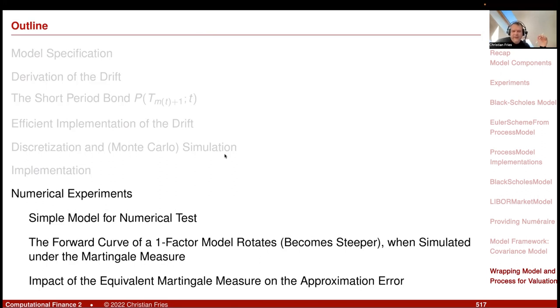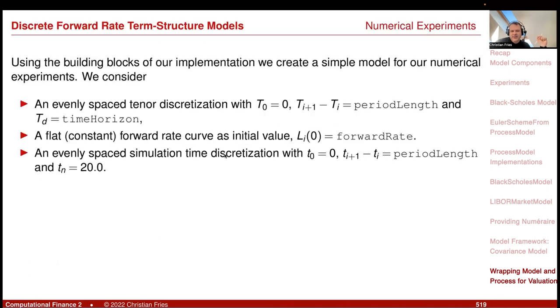So I have some kind of model factory, and my model factory has parameters which we can change. For example, there is the period length that tells me the discretization of my forward rate curve. There is a forward rate curve. For our experiment, it's enough to start with a constant, flat forward rate curve. So I just have this constant. There is a time discretization for my numerical scheme. For the first experiments, it's enough to have a coarse time discretization. I just choose the period length again.